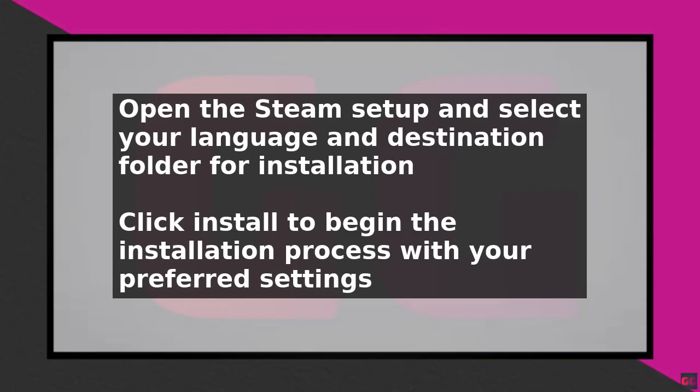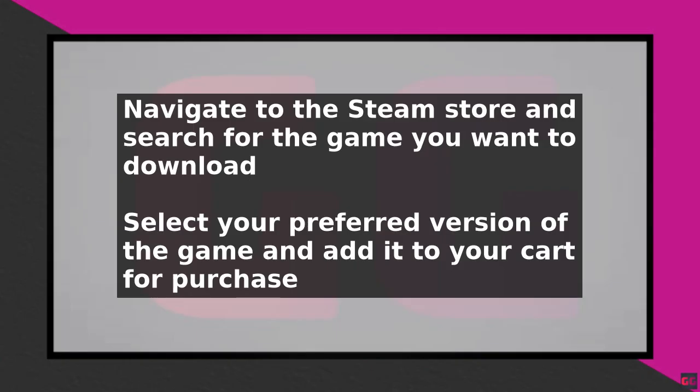After Steam is installed, open the app and either log in to an existing account or create a new one. Once you're logged in, navigate to the Steam store by clicking the Store button at the top left of the screen. In the store, use the search box to find the game you want to download. Type in the game's name, and click on it to access its page.